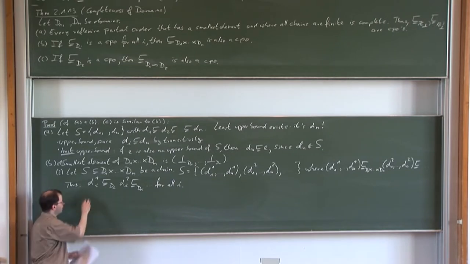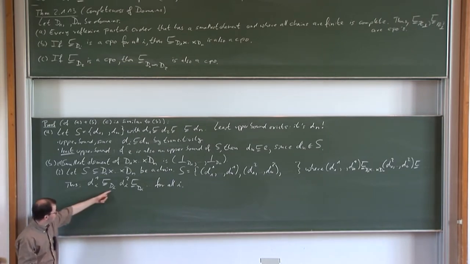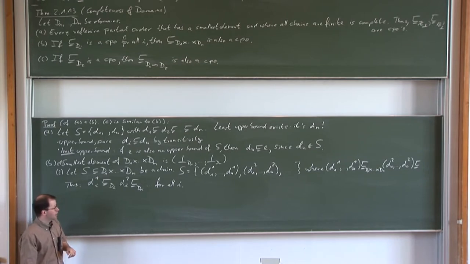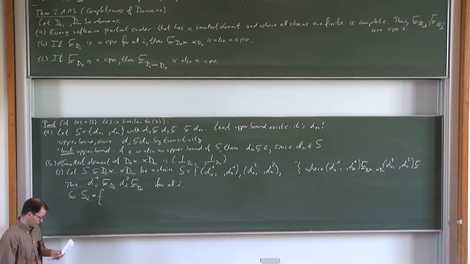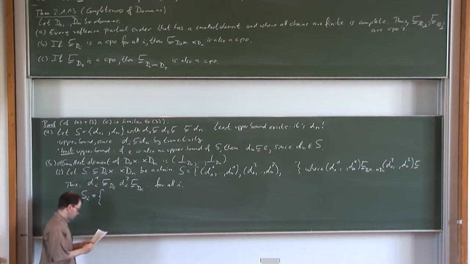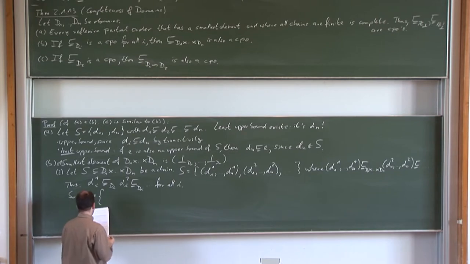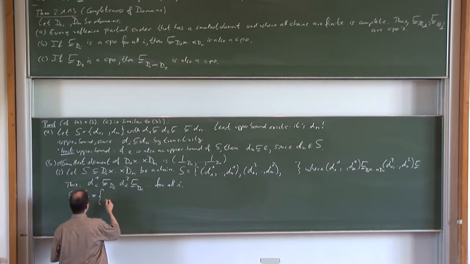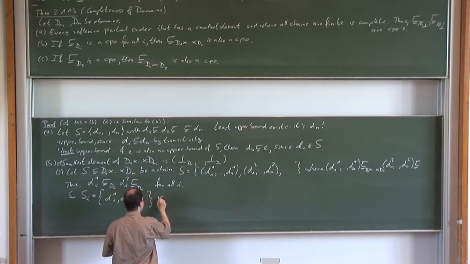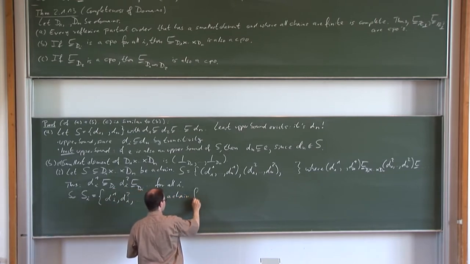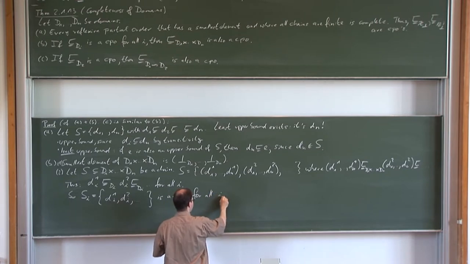So if we take one of these i's between 1 and n, if we take the ith components, then we get a chain again. So Si, and these are the projections on the ith component. So this is D1i, D2i, D3i. This is a chain for all i.